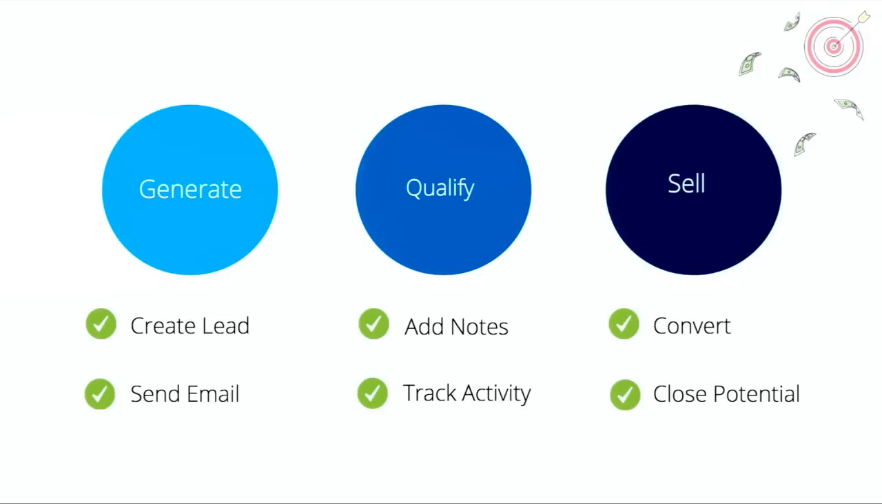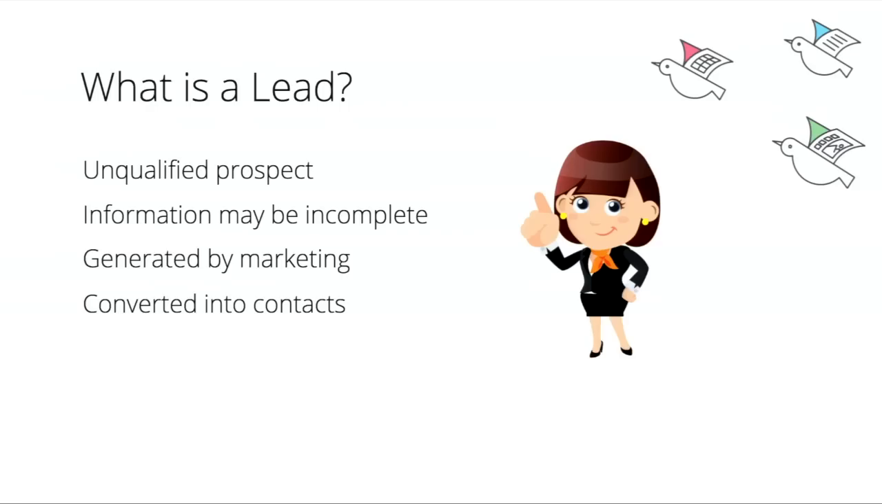All right, so back to our 3 circles here: generate, qualify, and sell. Generate throws us into the leads module. So let's talk about lead management. What is a lead? If you read our user guide, it gives you this really complex definition. To simplify that, it's just an unqualified prospect.